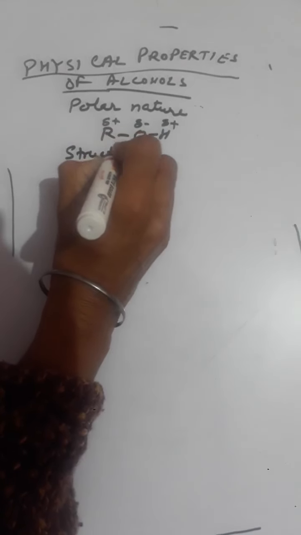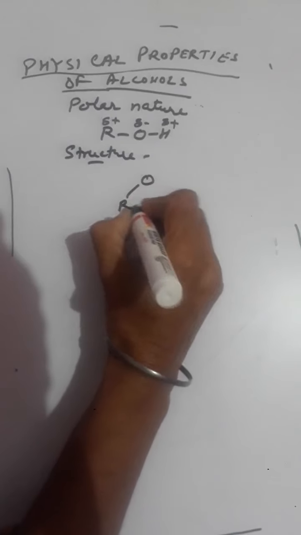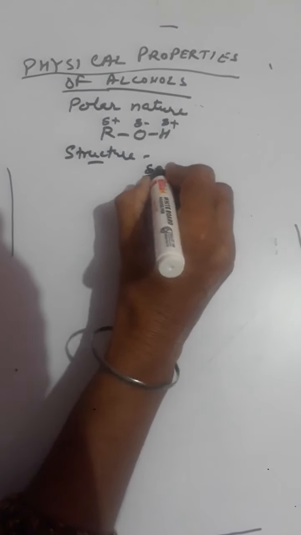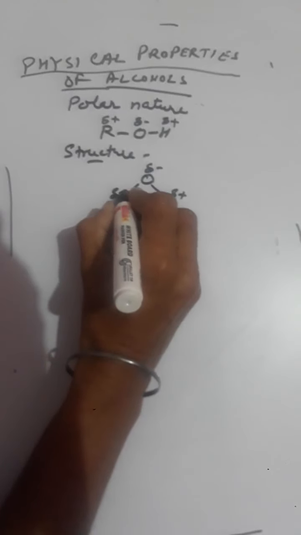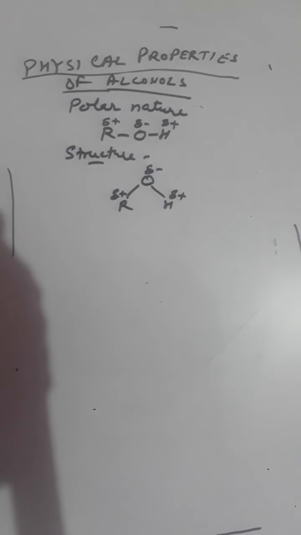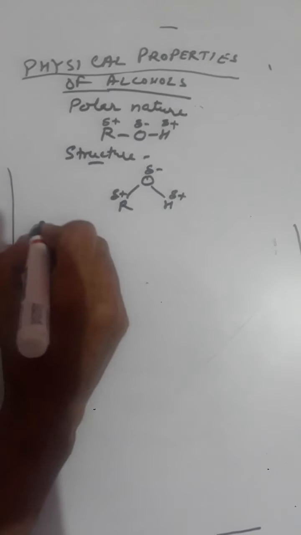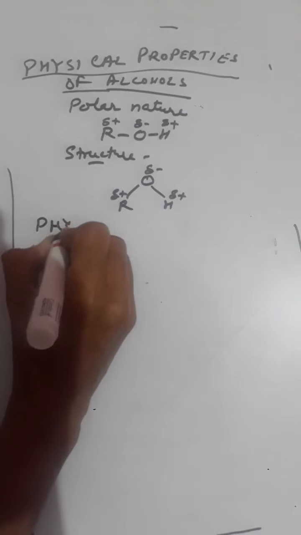besides this, like the water molecule, the structure of alcohol molecule is bent structure like this. It has the bent structure like this, and because of this bent structure and this polar nature, these two features will strongly affect the physical and chemical properties of the alcohols. Let's discuss them. First we will start with the physical state.